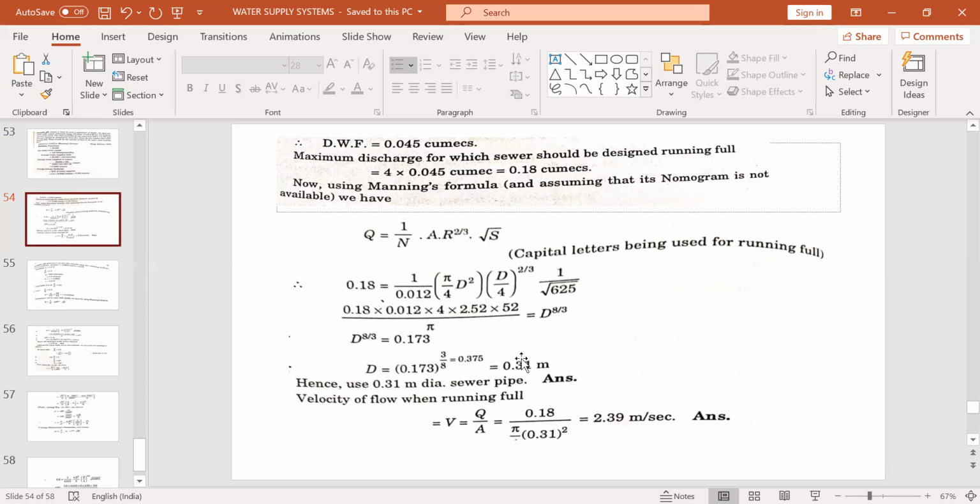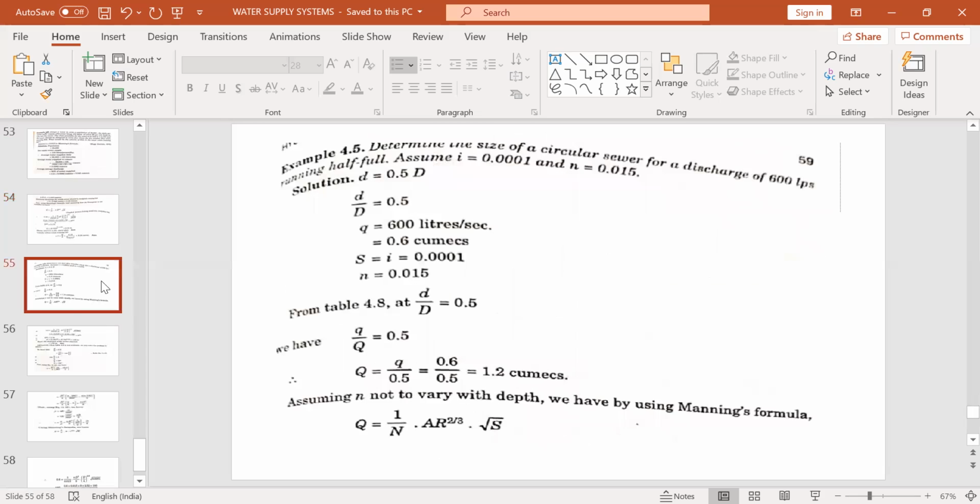Okay. So now you know the discharge, you know the diameter, you can find the velocity. The velocity is from the continuity equation, V equal to Q by A, 0.18 by pi by 4 D square. So this gives us velocity as 2.39 meter per second. Okay, this is the average velocity when the sewer is running full. This is how you calculate the various design parameters. Okay, this is one question.